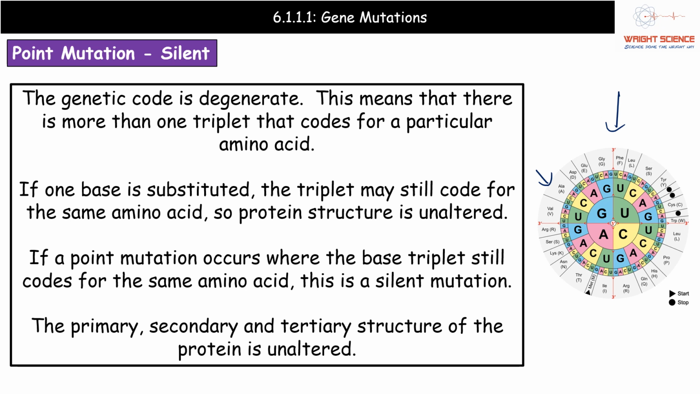So what we could see there is that if one base is substituted, so if we're substituting that third base in our little triplet codon, it's still going to code for that same amino acid. Therefore, that single base substitution hasn't actually changed the protein structure, because if we've got the same amino acid being coded for, our primary structure is going to be the same, which means the secondary structure is the same, and the tertiary structure is the same. No level of protein structure is altered with that silent mutation.